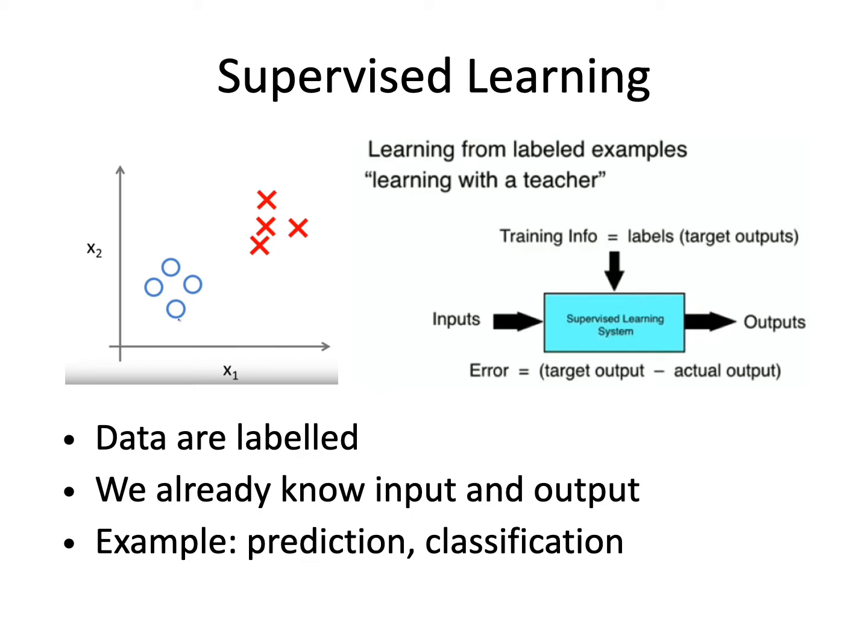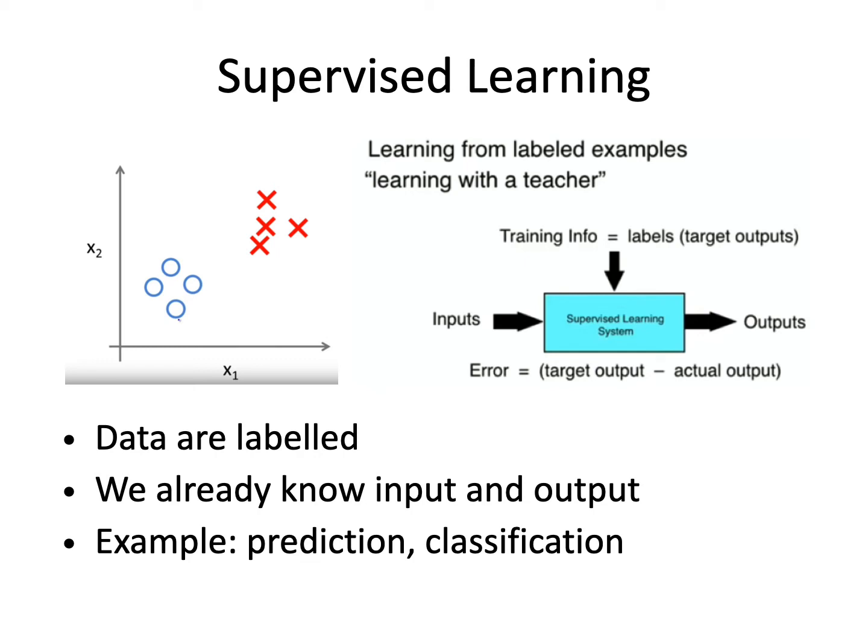The example of supervised learning is like learning from the labeled examples, like learning with the teacher, under the supervision of the teacher. Here the data are labeled, and we already know the input and output. Some examples include prediction and classification.